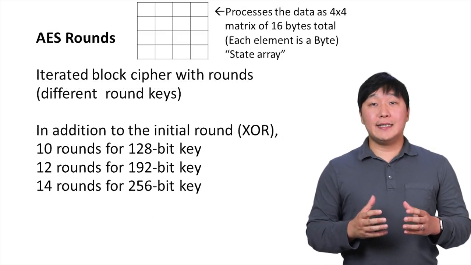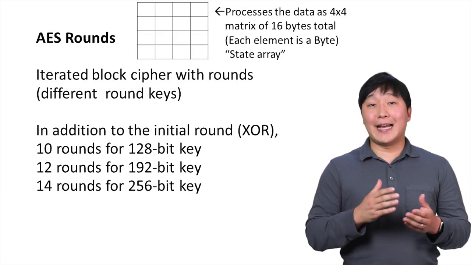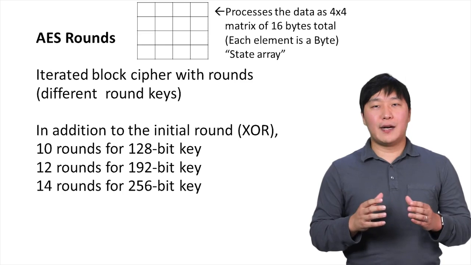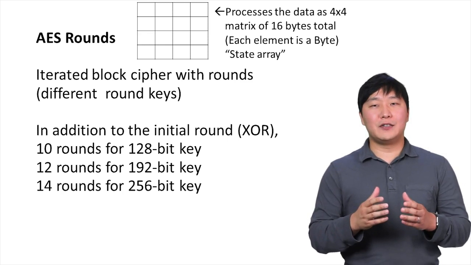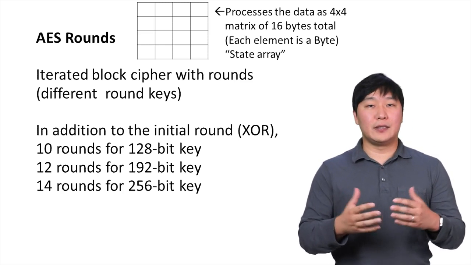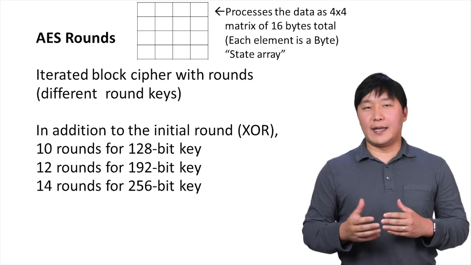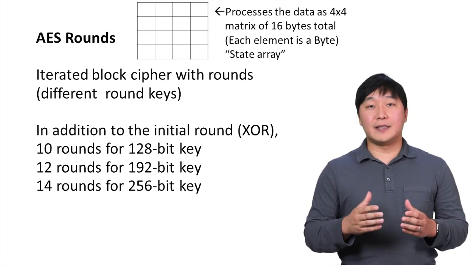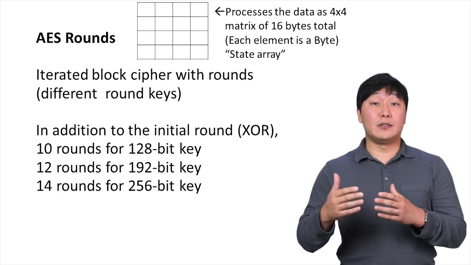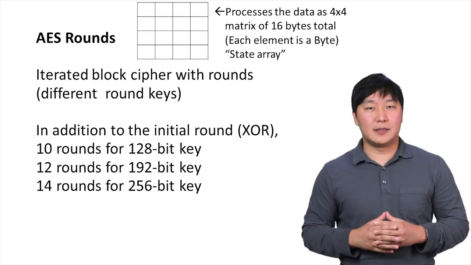AES is comprised of multiple iterative rounds. Before the rounds, there is an XOR operation that adds a round key. This requires an additional round key that serves as the 0th round key and is in addition to the other rounds. The number of rounds varies with the key length. There are 10 rounds if the key is 128 bits, 12 rounds if the key is 192 bits, and 14 rounds if the key is 256 bits.